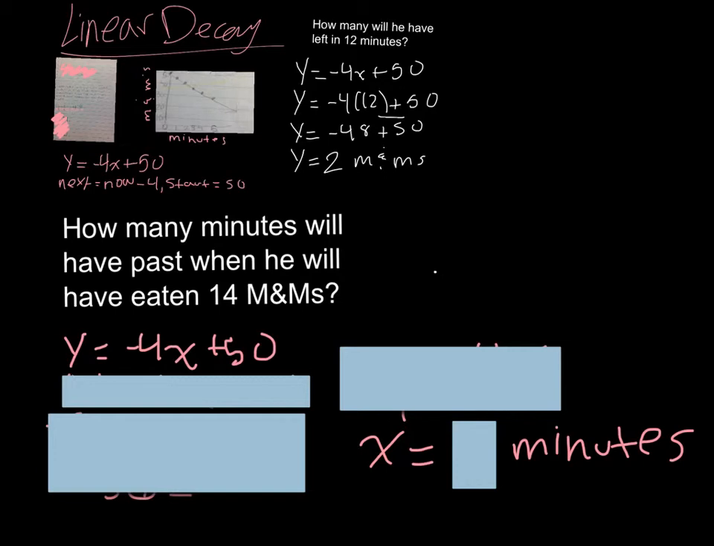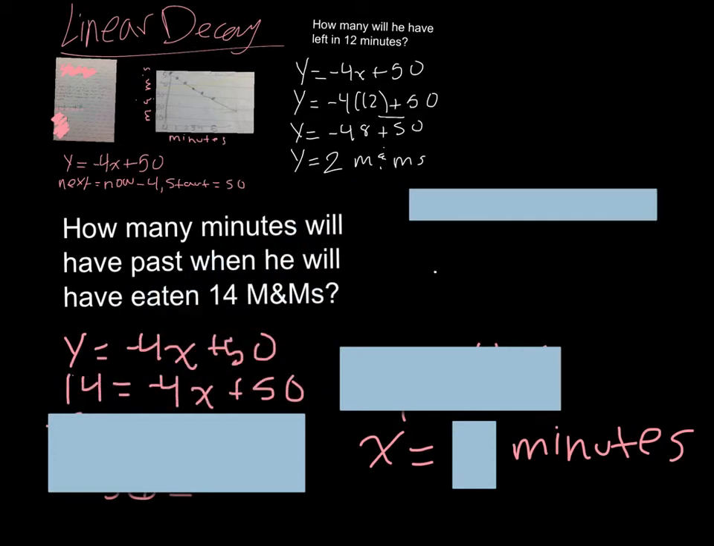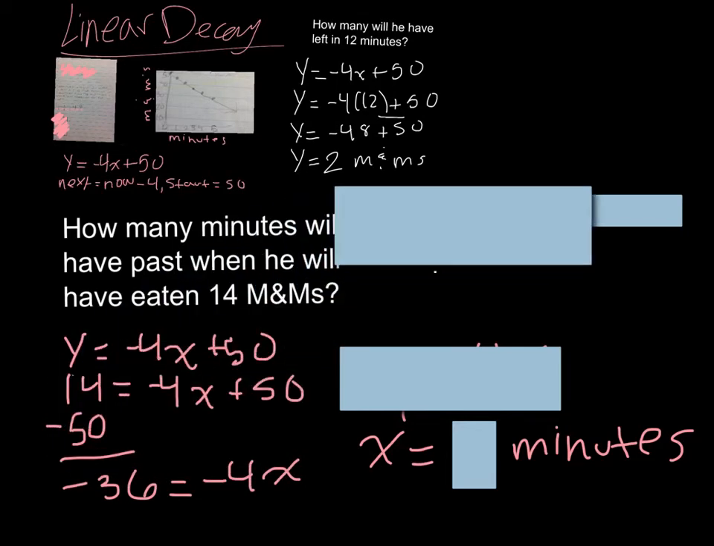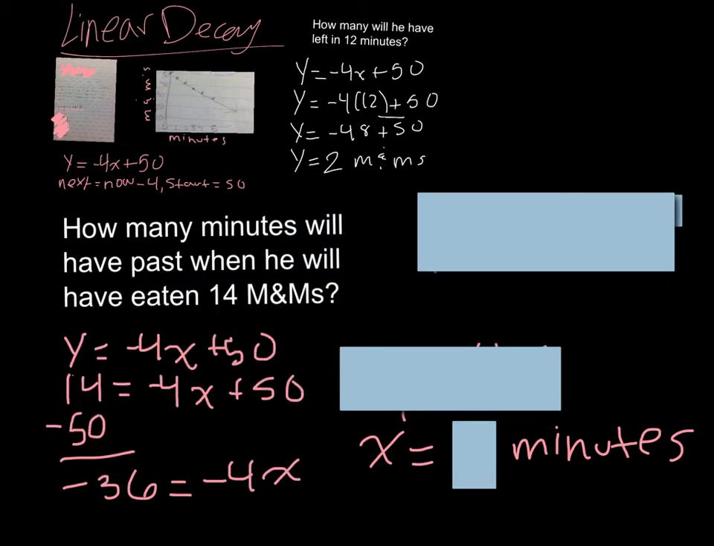The equation is y equals negative 4x plus 50, like we stated before. And this is how it should be substituted in. 14 should be put in for y, and everything else stays the same because we know our y but not our x.